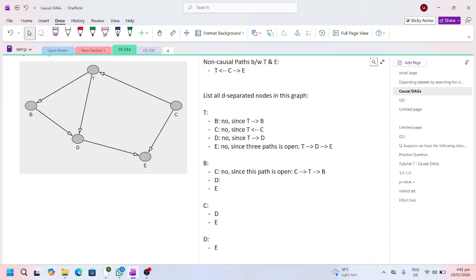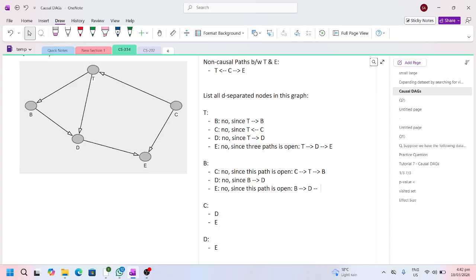So what about B and D? There's a direct path. Yeah, there's a direct path between them. So these also cannot be d-separated. Next you have B and E. Yeah, they can't be d-separated either because this path is open essentially. Can you tell me which one? B to D to E. Yeah, B to D to E essentially.